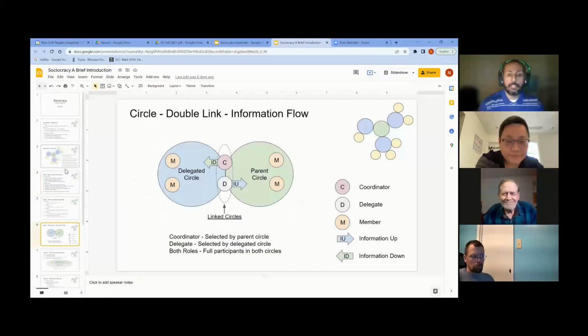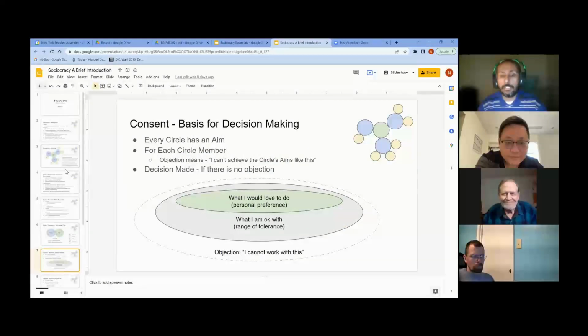So consent is the basis for this. Every circle has an aim for each circle member. An objection means I can't achieve the circle's aims like this. Decisions are made if there are no objections. So we have three layers. We have what I would love to do, your personal preference, your idea. Then what may not be your idea, but what I'm okay to work with, what I can tolerate. It's like, this is not how I would do it, but I could live with it. And then finally, we have, I can't do what you asked me to do. I cannot work like this.